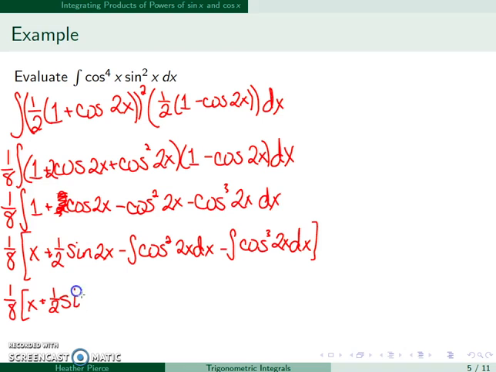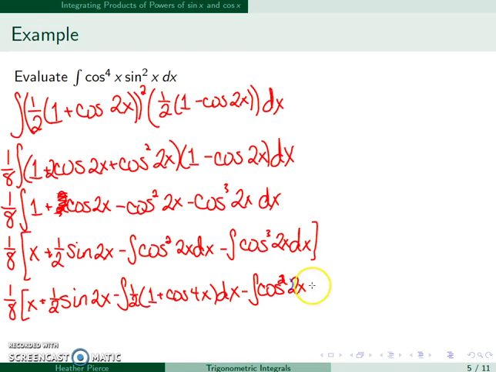The first one is an even power, so I'll rewrite this as 1/2 times 1 plus cosine 4x dx, minus, this is an odd power, so I'm going to rewrite this as cosine cubed 2x, or cosine squared 2x times cosine 2x dx. I'm now going to let u be equal to cosine 2x.